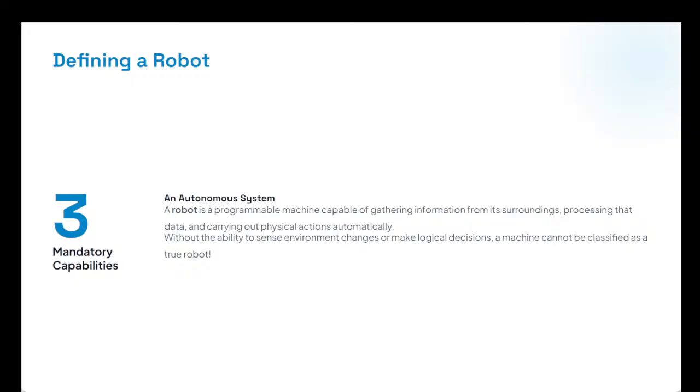An autonomous system. A robot is a programmable machine capable of gathering information from its surroundings, processing data, and carrying out physical actions automatically. Without the ability to sense environmental changes or make logical decisions, a machine cannot be classified as a true robot.